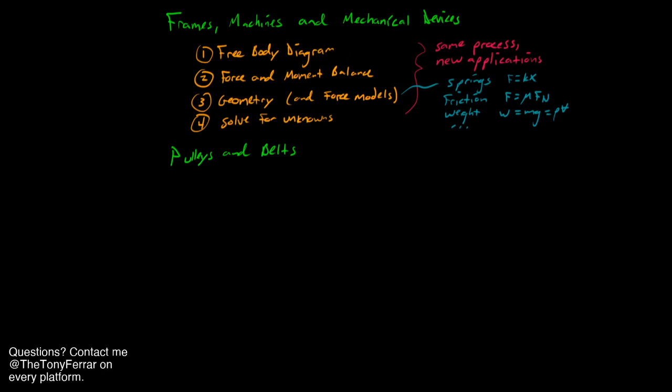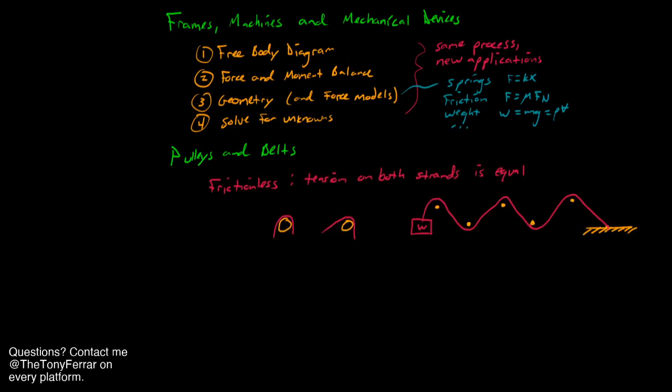We're going to draw a free body diagram, perform force and moment balances, solve for geometry, and include force models, things like springs and friction and weight. A lot of times when you move into a new system, the only thing that changes is that we need some new force model. And I'll show you a couple more of those in this video. And then lastly, you solve for the unknowns. Same process, new applications. So this video is about pulleys and belts.